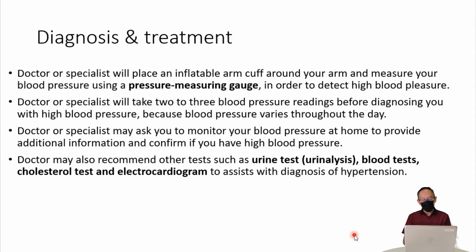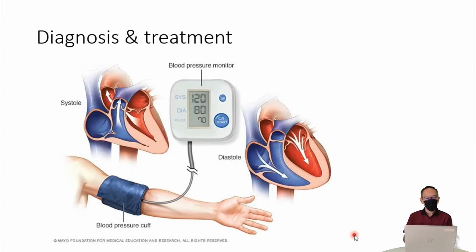And at certain times we may have to do certain tests, for example, urine test, blood test, cholesterol test, ECG, X-ray, to look for the cause of the high blood pressure and also the complications and organ damage as a result of high blood pressure.